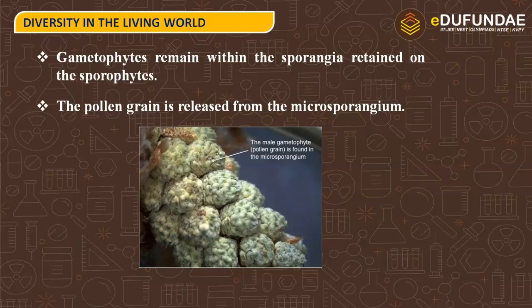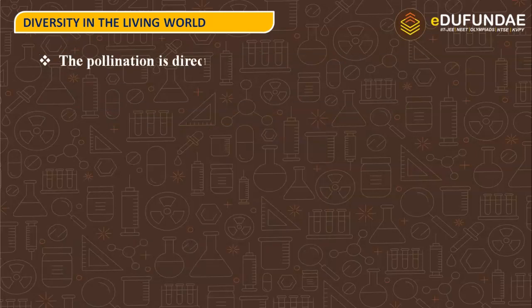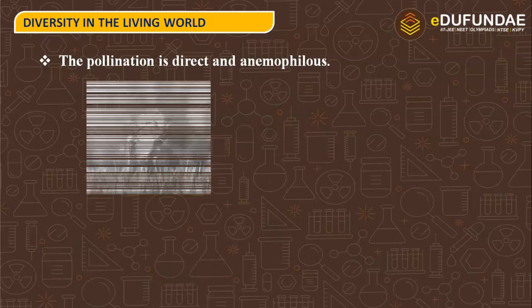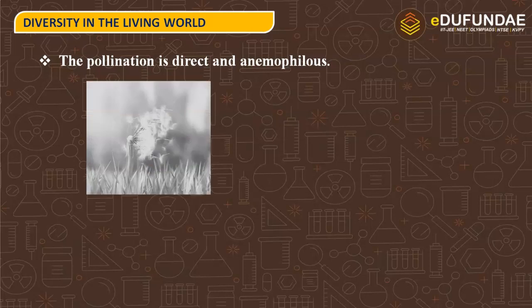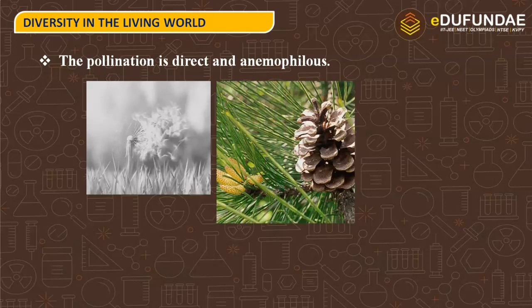So the microsporangium structure is, in a way, a home, a house, for whom? For the male gametophytes. And those male gametophytes, just like in the flowering plants, are the pollen grains. The pollination is direct and anemophilous. And what do we understand by anemophilous? That means wind pollination is taking place. So here, this is the anemophilous pollination.